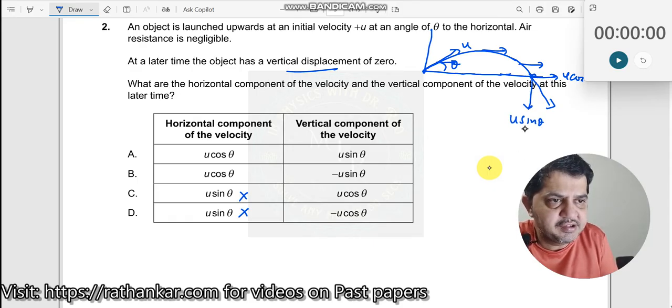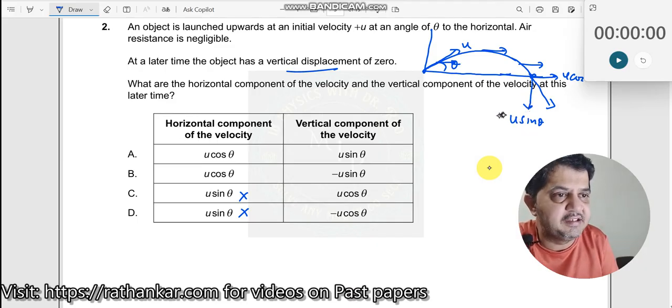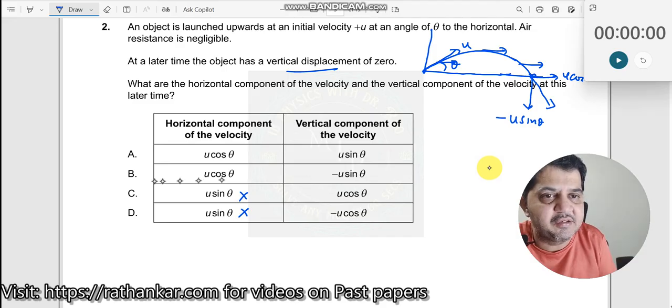If this is u sin theta, then what is this called as? Negative u sin theta, because anything which goes upwards is positive, everything that goes downwards is negative. So therefore, it's minus u sin theta. Thus the correct answer is u cos theta, minus u sin theta. Answer is B.